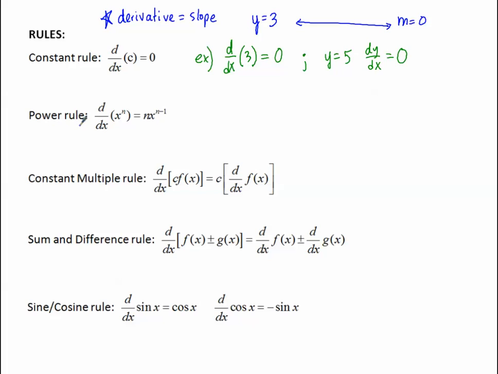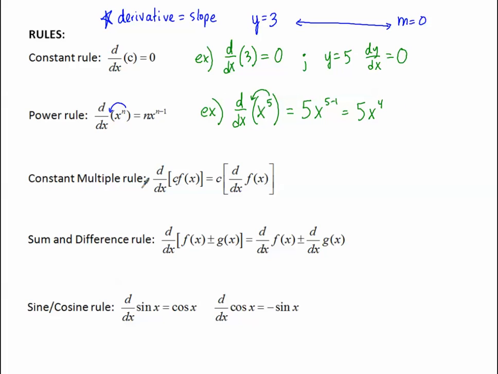The power rule. The power rule says x to a number can be treated this way. I take the number, it gets multiplied to the front, and I subtract 1 from the exponent. For example, if I'm taking the derivative with respect to x of x to the 5th, I take the 5 that is the exponent, it gets multiplied in front, and I reduce 1 from the exponent, 5 minus 1, or simplified to be 5x to the 4th.